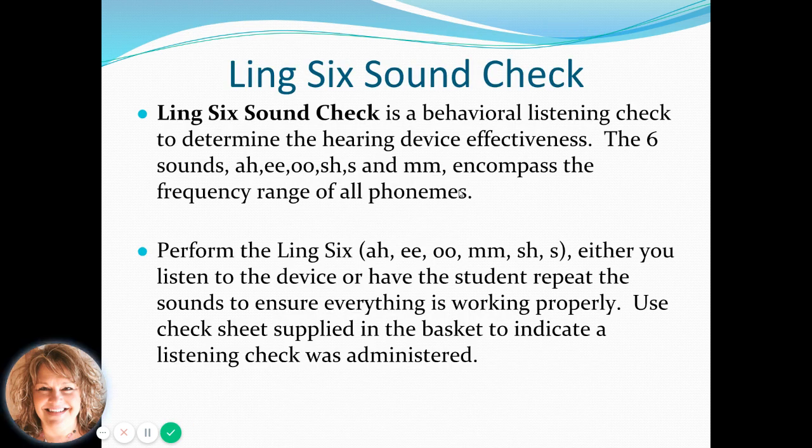To do a Ling 6 sound check, first off, it is a behavioral listening check, and it helps to determine the hearing device effectiveness. It's done using the 6 sounds: ah, ee, oo, sh, s, mm. Those sounds encompass all the frequency ranges of all the phonemes, so if the student can hear or repeat those sounds that you're saying into that transmitter, you know that hearing device is working properly in all the frequency ranges.